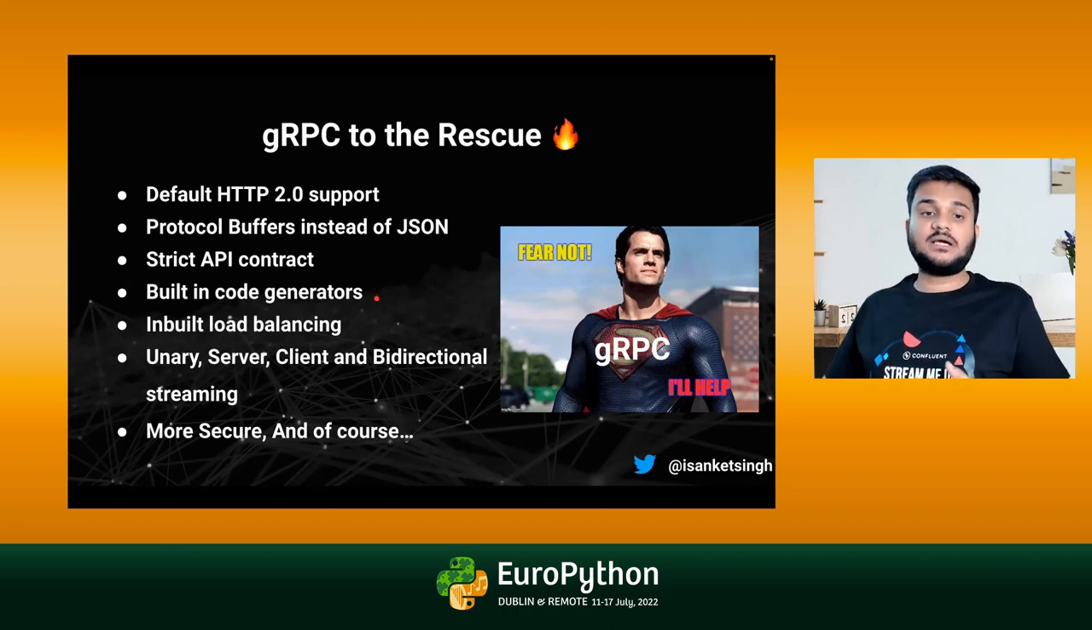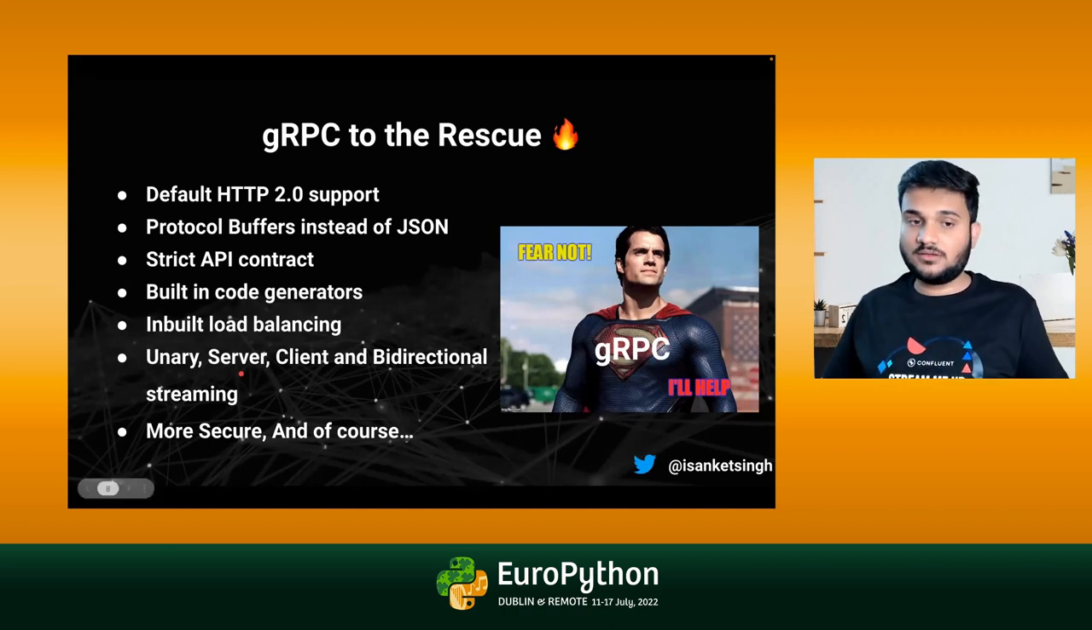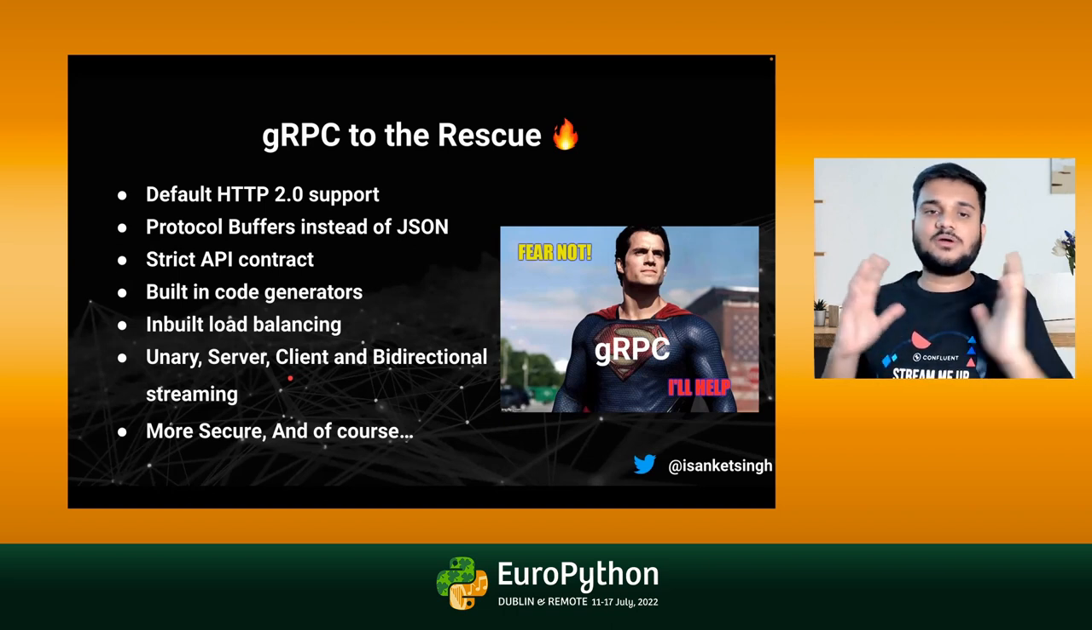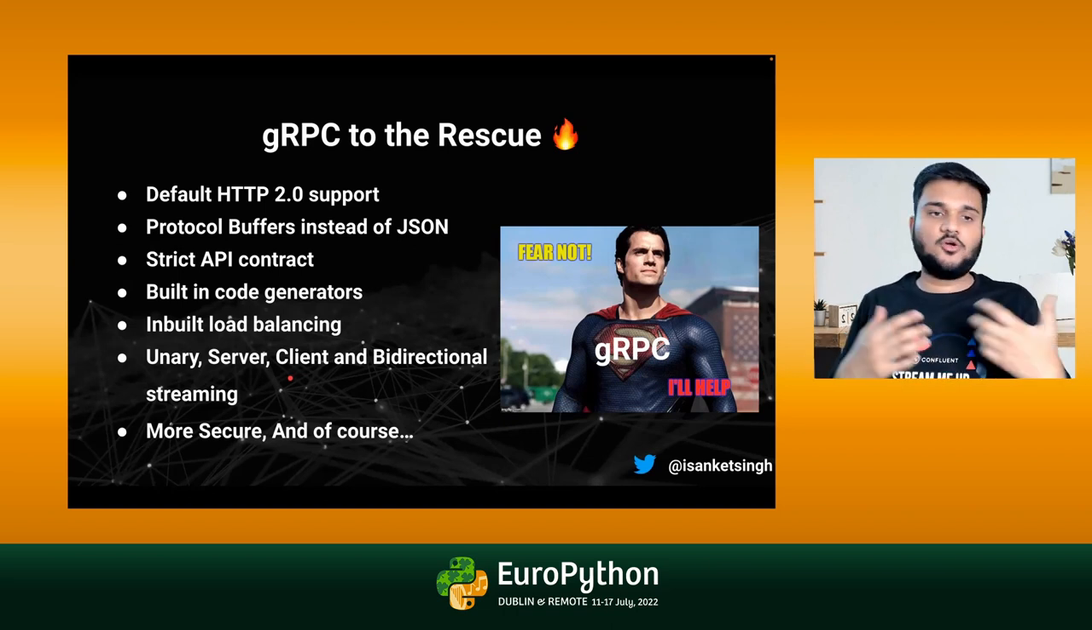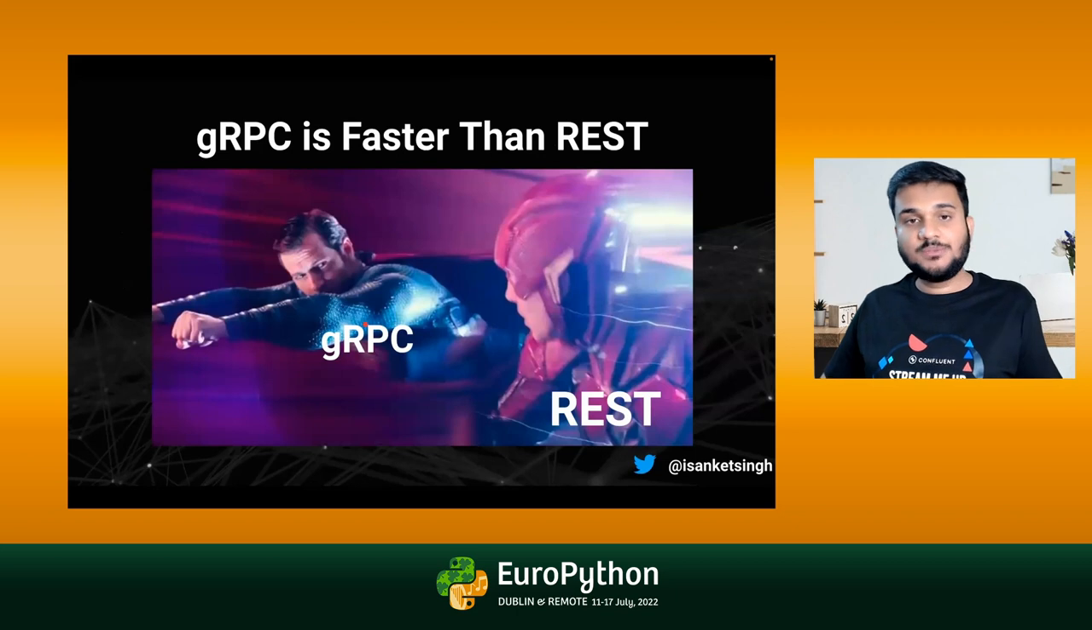Apart from that, gRPC comes with some extra features like inbuilt load balancing. And for streaming, it has support for unary streaming, streaming from server side, streaming from client side, and even bi-directional streaming as well. So if you want to just build a quick chat app also, things are going to work extremely fine with gRPC. And apart from all of these features, HTTP 2.0, protocol buffers, all of these things combine to one of the most important features, that is gRPC is faster than REST, right?